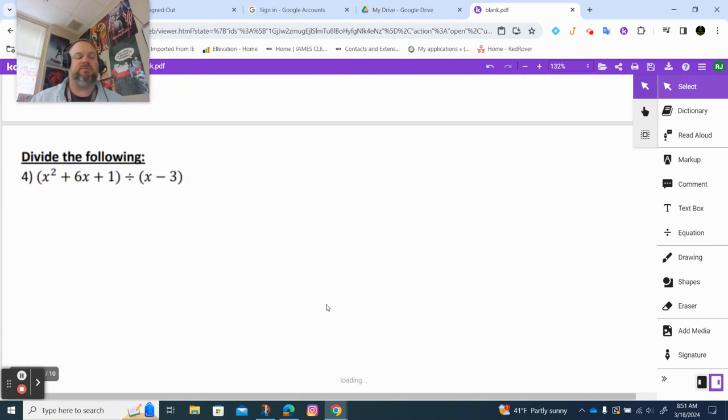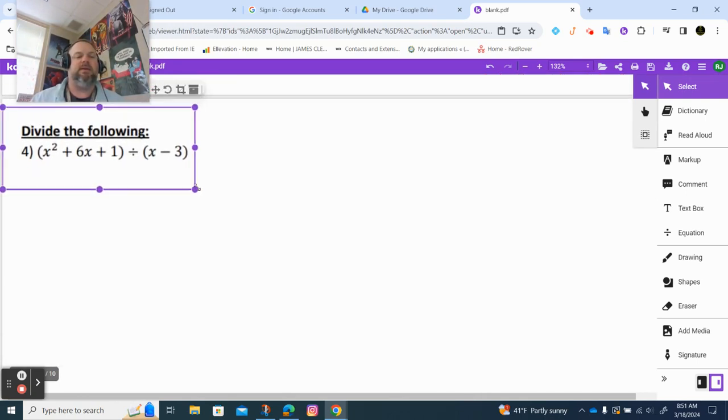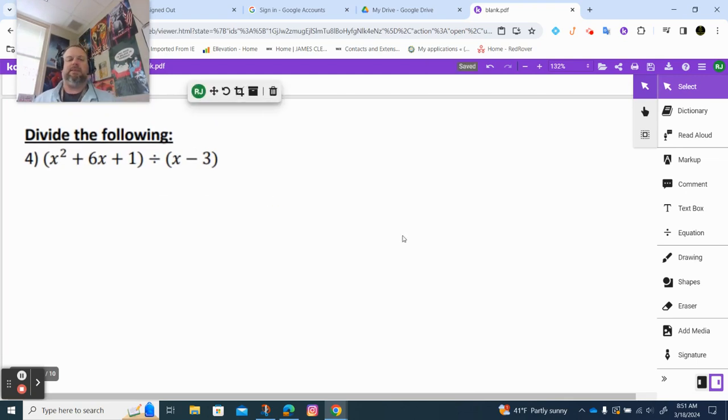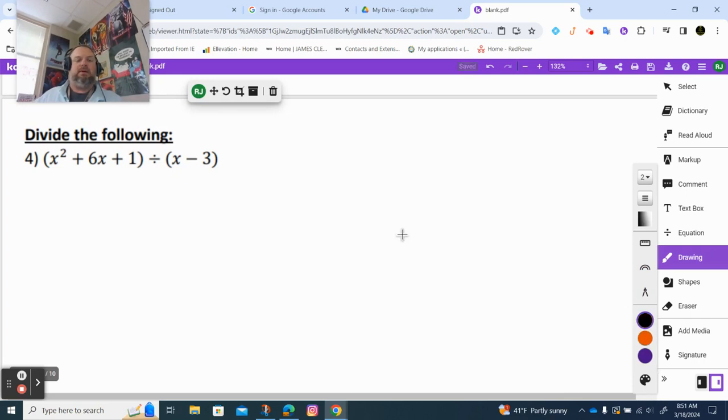So let's continue with the process. The process says we got to take the opposite of this number and put it in the timeout box. So I kind of made a timeout box. What is the opposite of minus 3? Positive 3. What are our numbers in this polynomial right here, our coefficients? What's our first one? 6 and 1. Awesome. All right, we draw a little line.